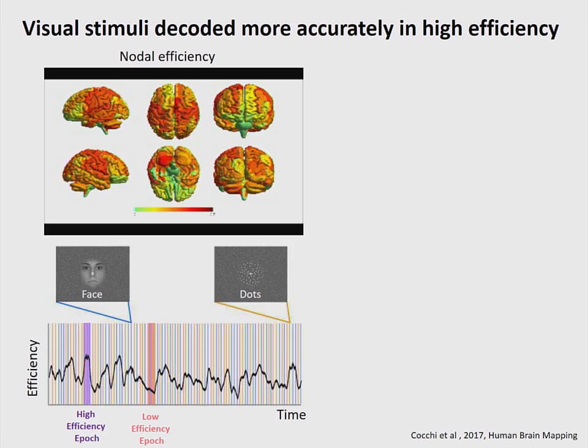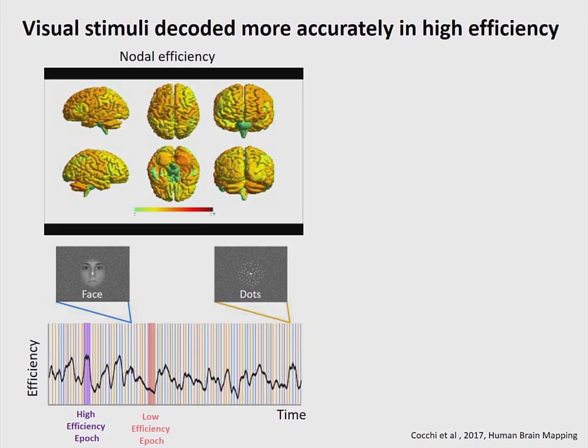In some recent work with Luca Cocchi, we put a person in a scanner and presented them with a pseudo-random sequence of two stimuli, faces or dots. And we trained an MVPA to decode whether the person at a given time point was presented with the facial stimuli or the dots. We were able to decode this with an accuracy of around 70% using fMRI activation and MVPA.